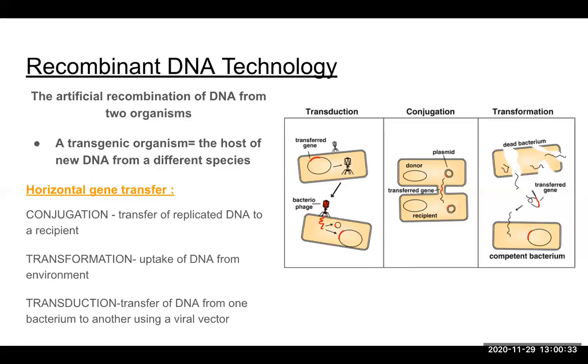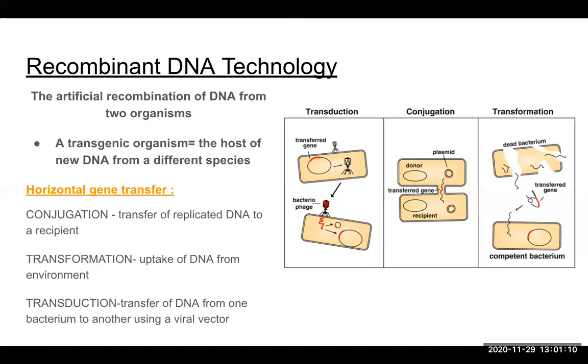And we have 3 different types of horizontal gene transfer that we use in the lab. The first one is conjugation, and this is the transfer of replicated DNA to a recipient. You can see that in the picture. There's a nice little diagram. Usually, this is using bacteria. As you can see, it has plasmid DNA, which is bacterial DNA. And so you use the DNA that this bacteria synthesizes, and you pass it on by conjugation to the recipient organism.